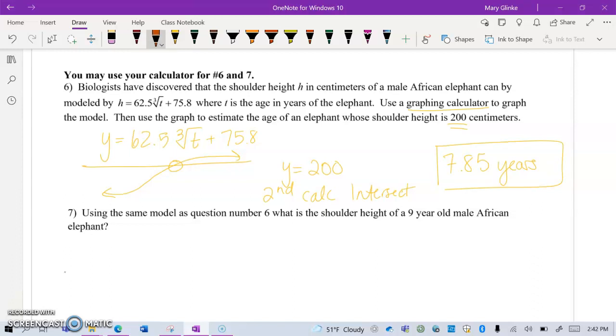Now, the next one is asking you somewhat similar question, except for 9 here is your t. So you can plug 9 in for your t. You could look at your table and figure out when x is 9, what is y. And you should have 205.81 centimeters when you check out your table there.